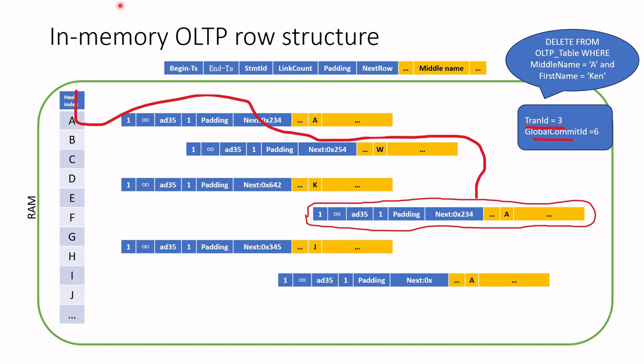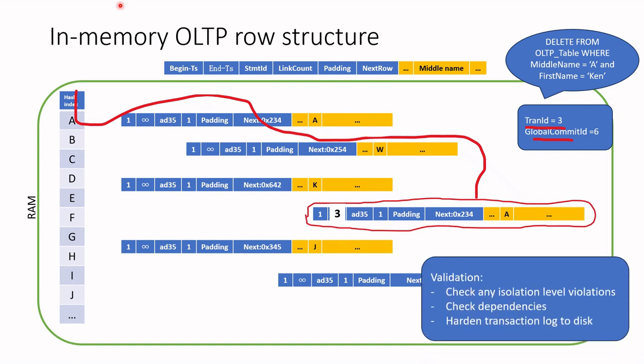But in this case, the data row is not removed physically, but NTS here is changed to the transaction ID timestamp. Please pay attention to this part. Row is not physically deleted. After changing NTS, validation phase is started. Validation includes checking isolation level violations, checking dependencies, and hardening transaction log to disk. In other words, validation phase is necessary to keep integrity and durability of the data.